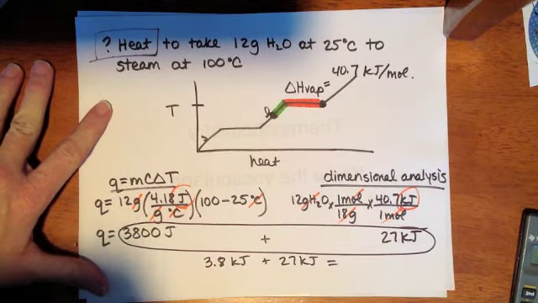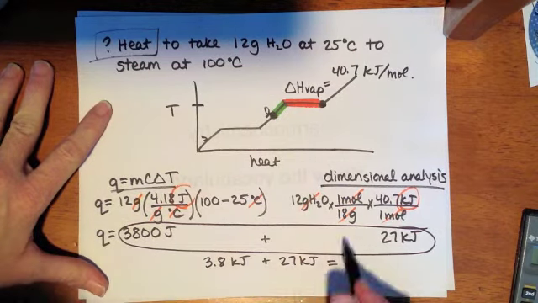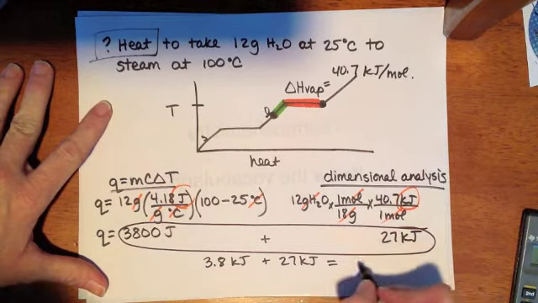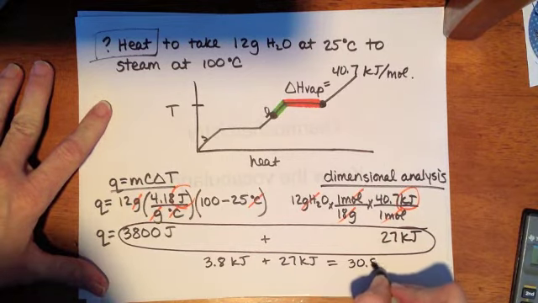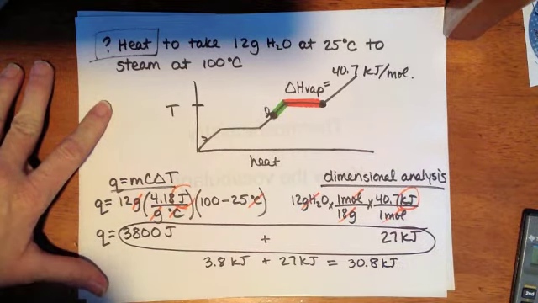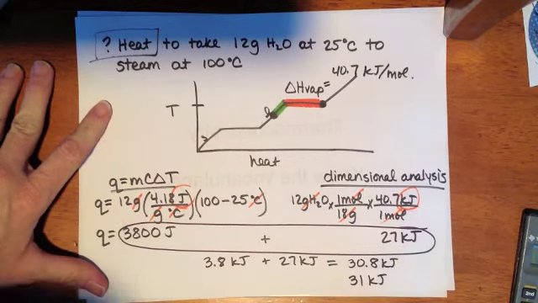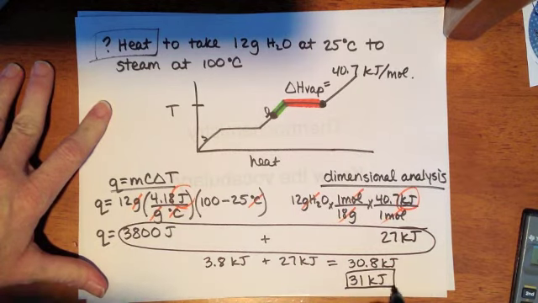So all of this work, 3.7 plus 27 is 30.8 kilojoules. For the Sig Fig Savvy, it's going to be 31 kilojoules because in honors we learn when you add, they have to match. That's a lot of work.